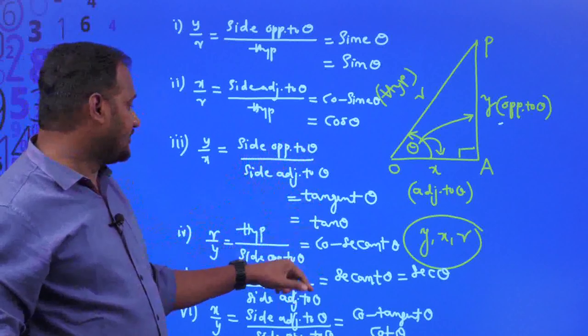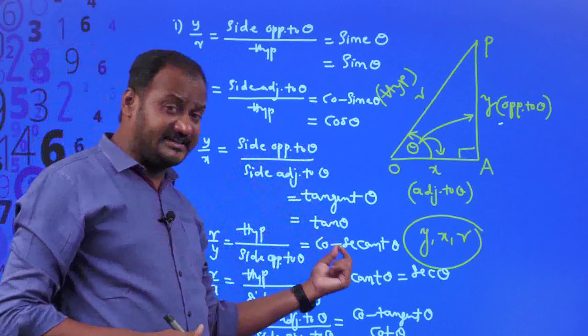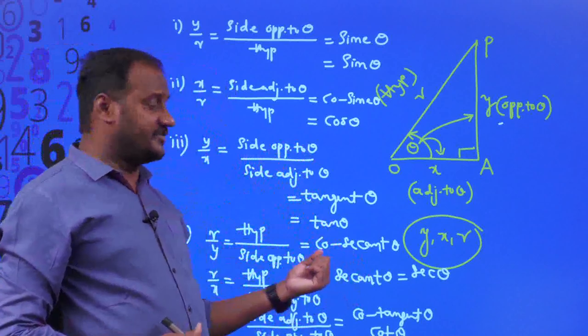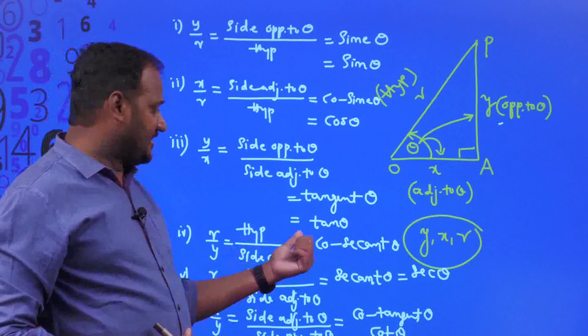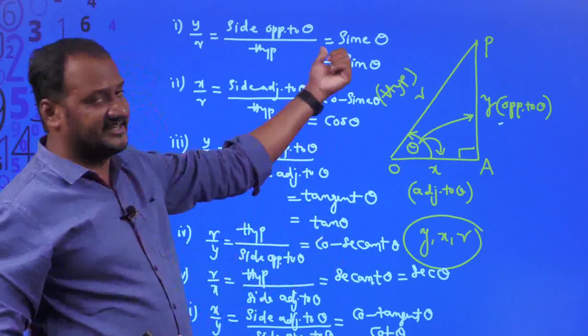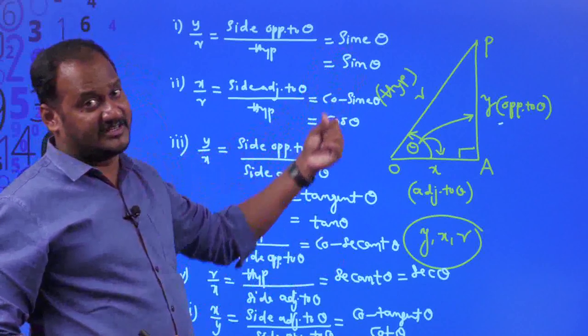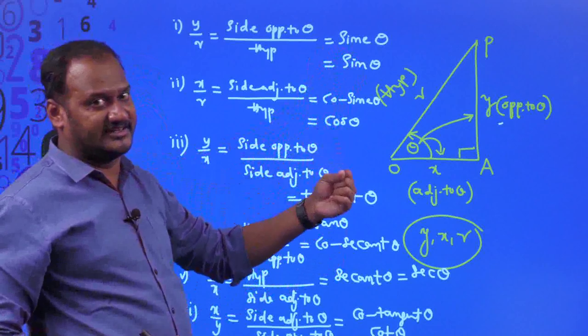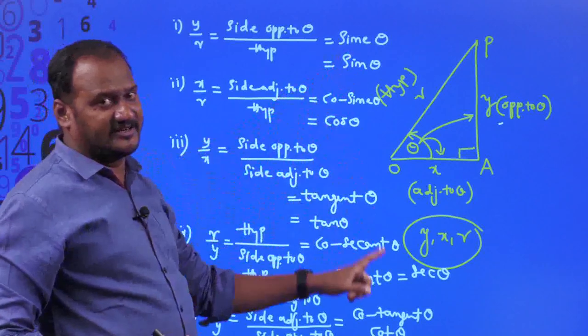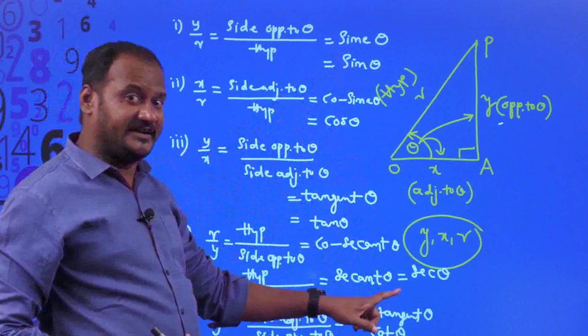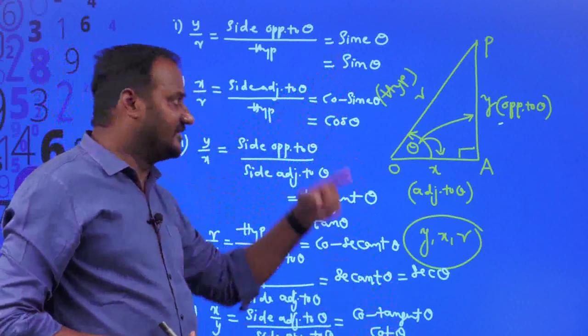The fourth one is cosecant theta, which is the ratio between hypotenuse and side opposite to theta. More precisely, this is the reciprocal ratio of sine theta. That is the relationship between sine theta and cosecant theta. If you find the reciprocal of sine theta, you will get cosecant theta. It means if you find the reciprocal of cosecant theta, you will get sine theta.